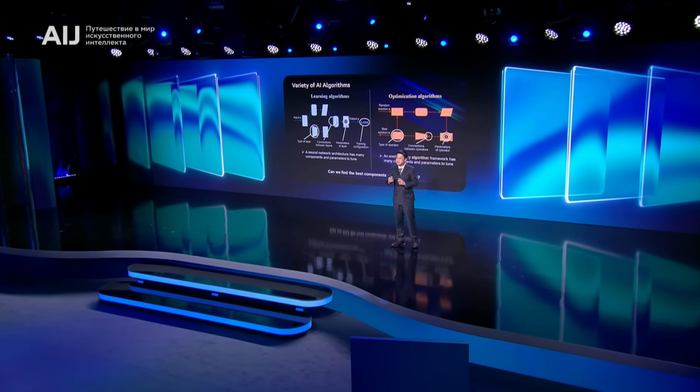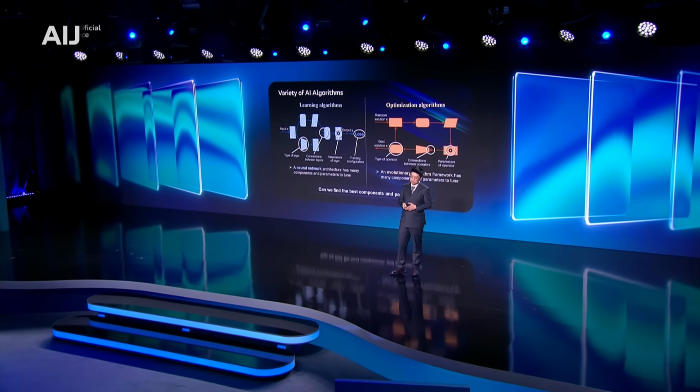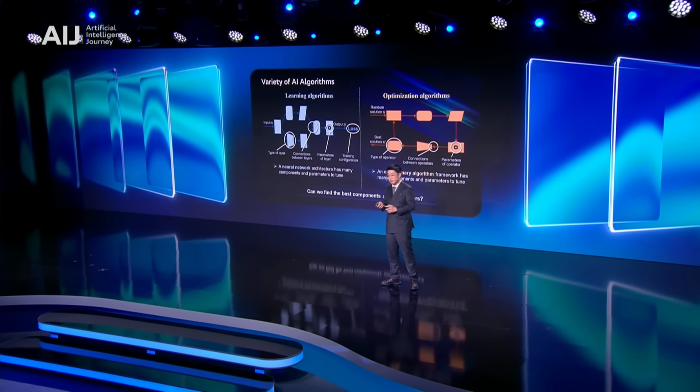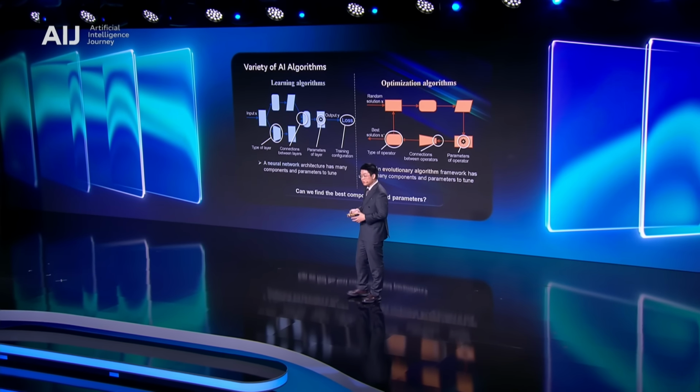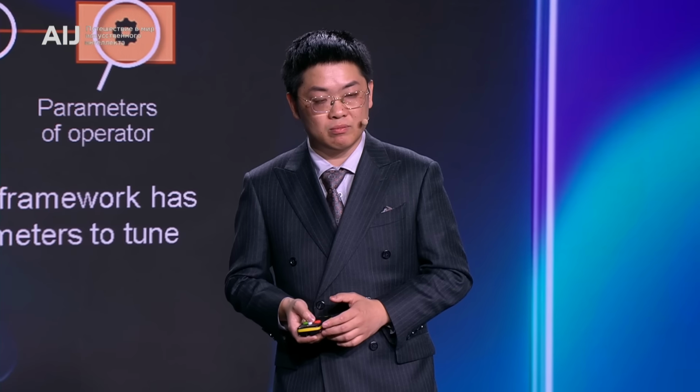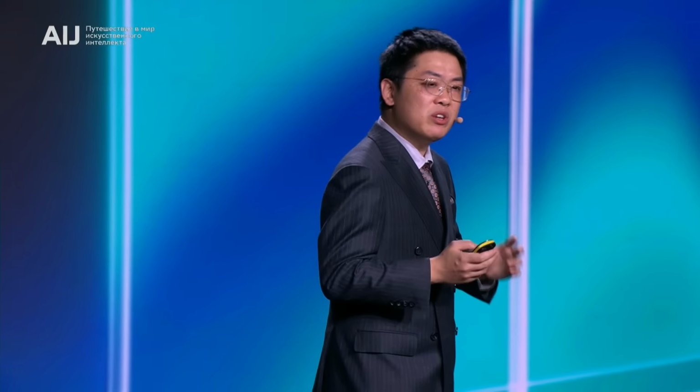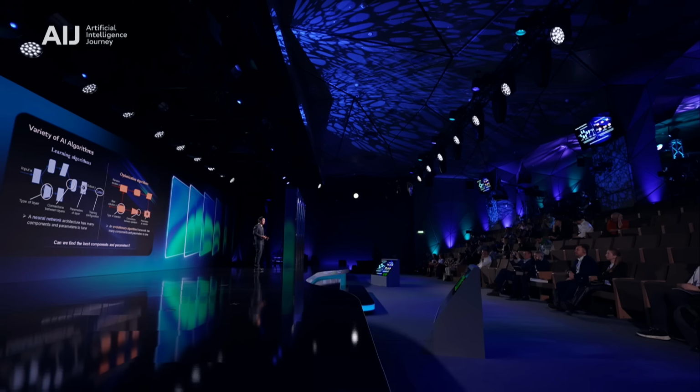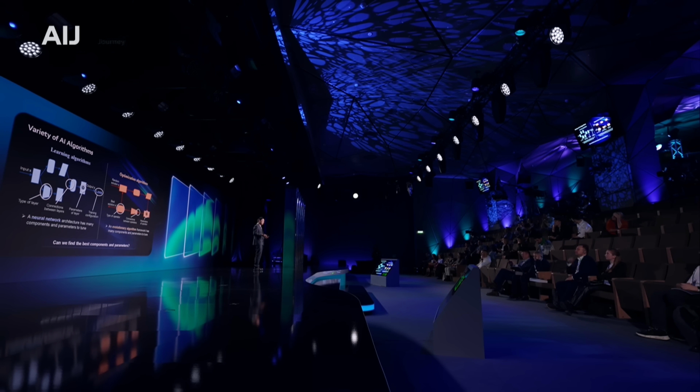So here an important question comes. How can we tune the parameters and components of neural networks and evolutionary algorithms? Or in other words, can we find the best components and parameters for neural networks and evolutionary algorithms?